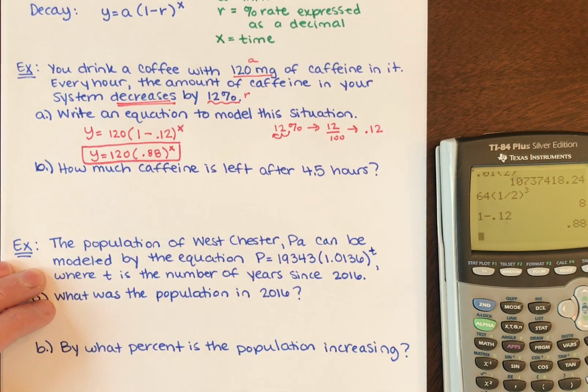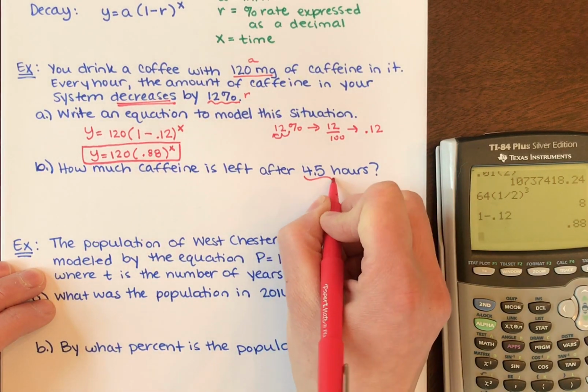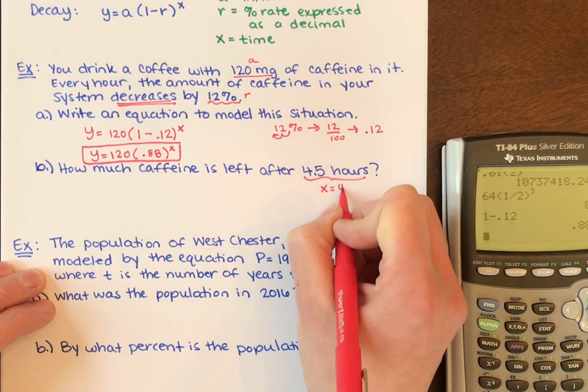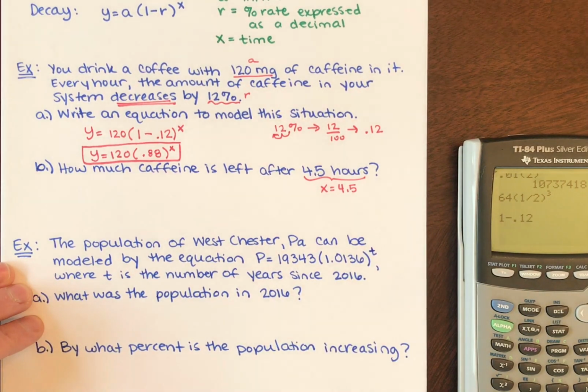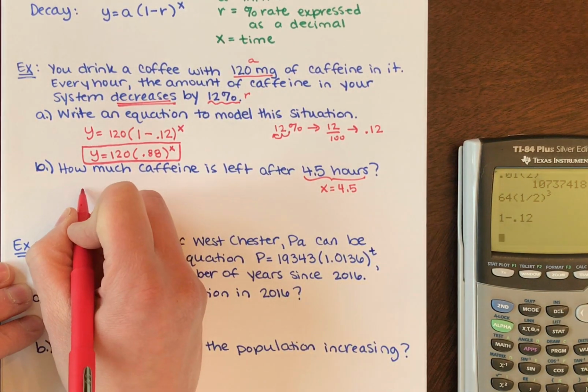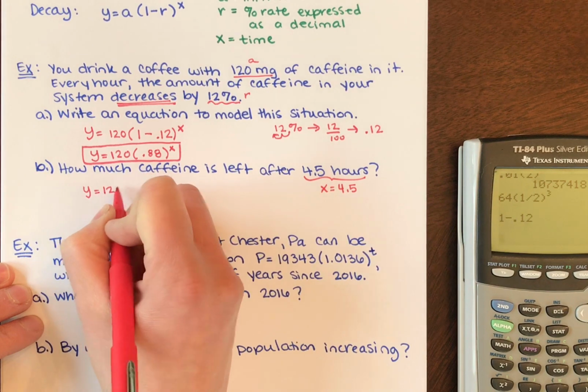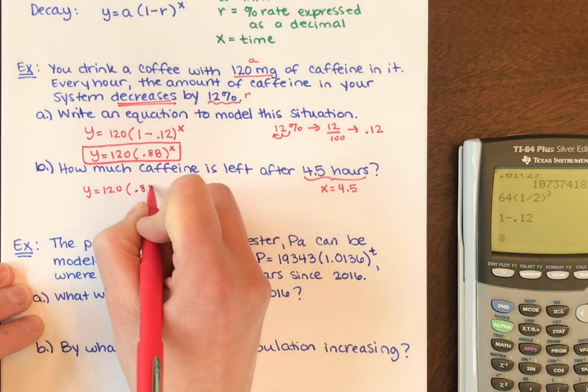Okay, so if I wanted to know how much caffeine is left in your system after 4.5 hours? Well, the time is x. So if x equals 4.5, I am going to plug in 4.5 for x.